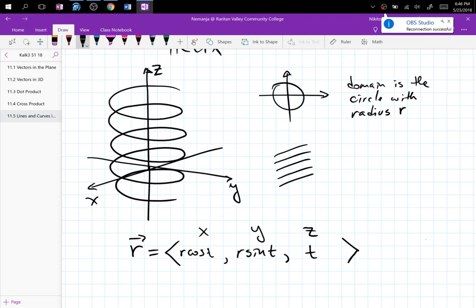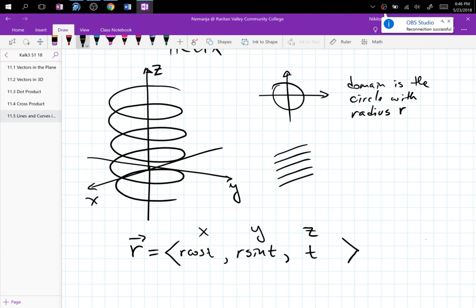So, as you can see, parametric functions are very useful, right? Very useful. And I think that's it.